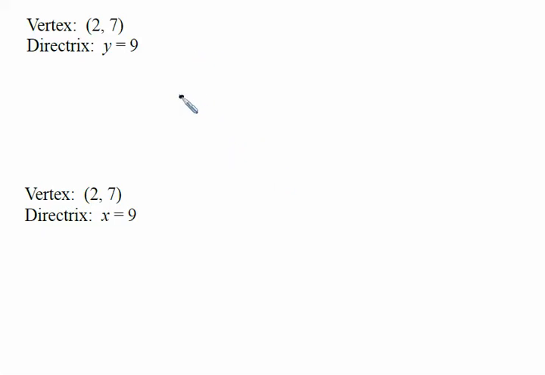We know that the vertex of our parabola is at 2, 7. We know that the directrix, the line, is above it at y equals 9. When we draw in this parabola, it's going to be opening downward as a result. And the focal point is going to be below the vertex. We know that c is the distance between the directrix and the vertex, as well as the distance between the vertex and the focal point.